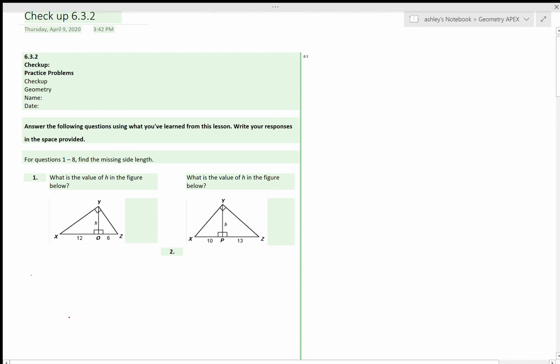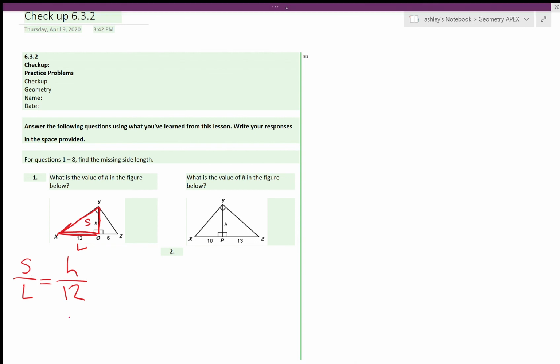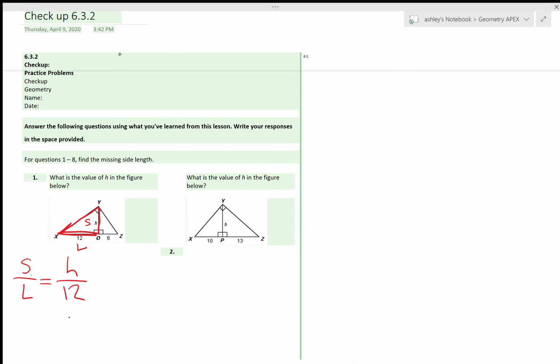I like to think about the fact that we have different triangles going on here. So we sort of have this red triangle. If I think about this red triangle, I have a larger side and the smaller side h. So I can set up a ratio of small over large, which would be h over 12. Then there's another triangle happening there, and they have a similar relationship.